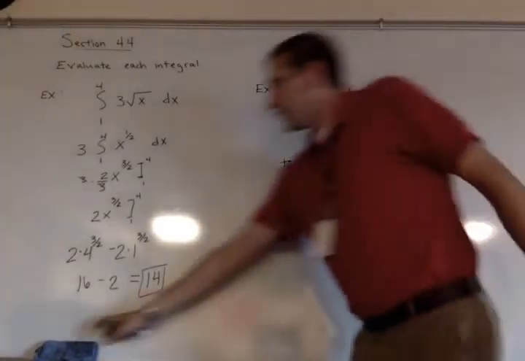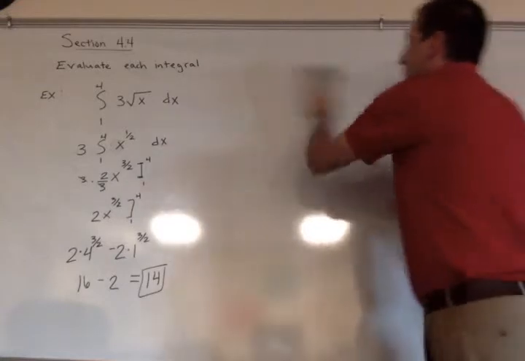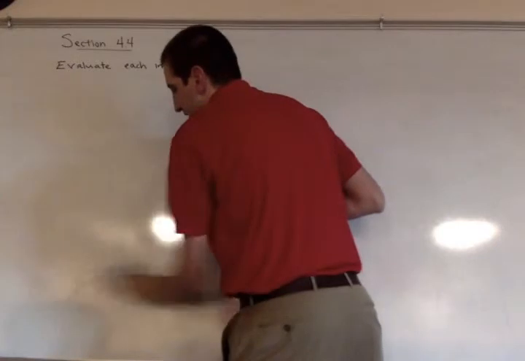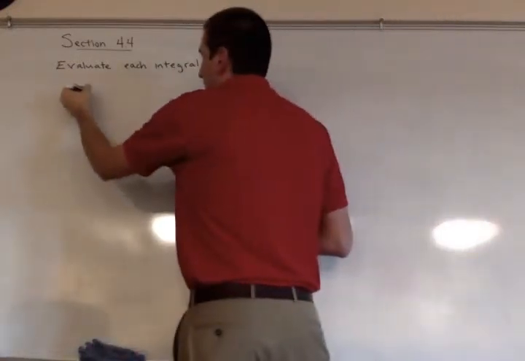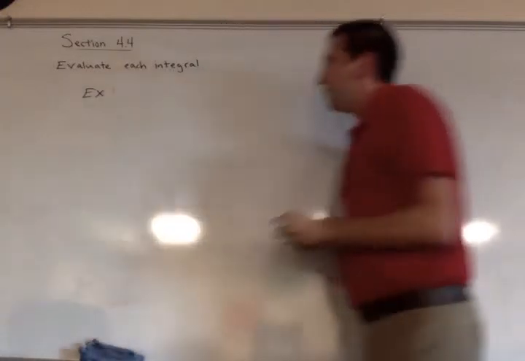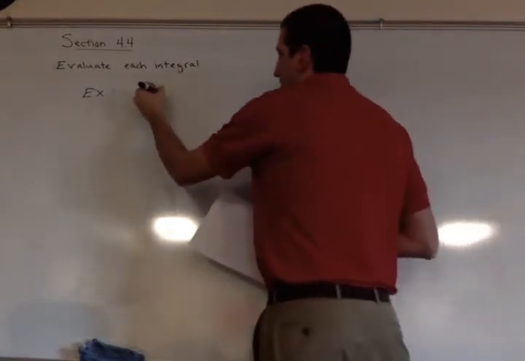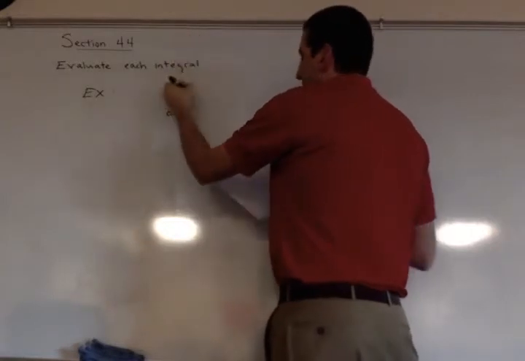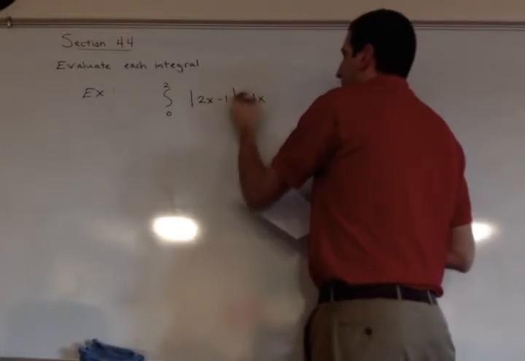I'm going to erase this now. Remember, you guys, I'll share this with you on Google Docs. And by the time you see it, I will have shared it with you on Google Docs, so you can rewind it at home and watch it again to slow things down or check over anything you might need to. One more example of evaluating, and then we'll allow you guys some time to practice this on your homework. We'll do an absolute value function. These are a little trickier. We're going to evaluate from 0 to 2 the absolute value of 2x minus 1 dx.